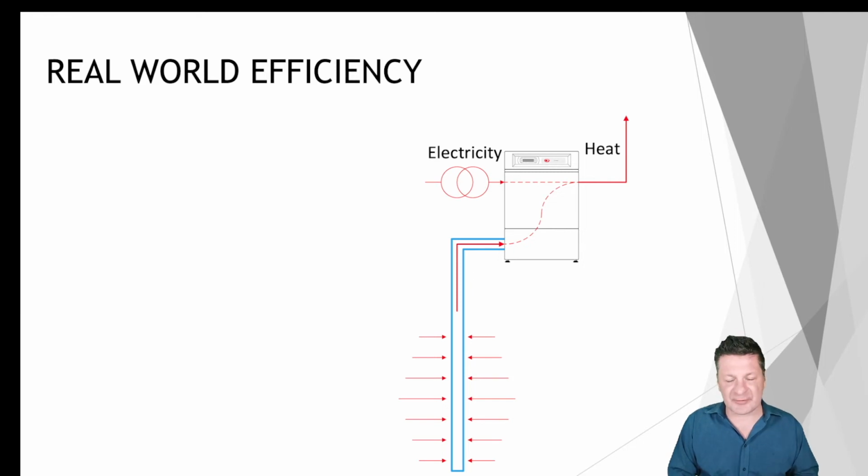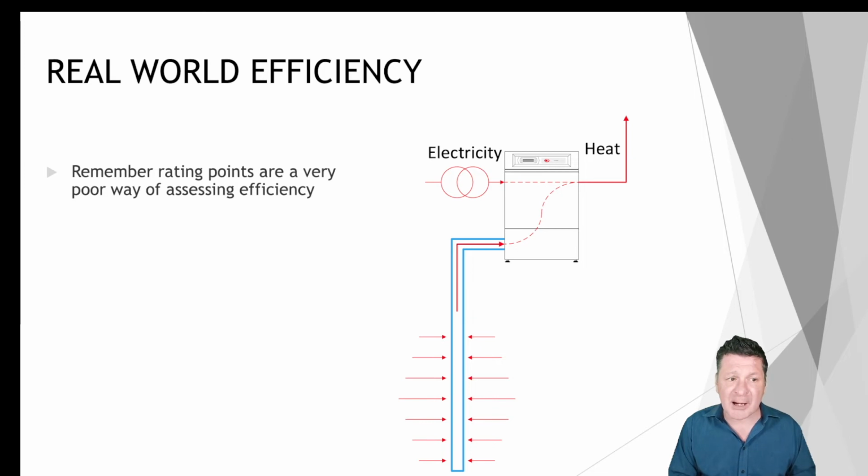So what about real world efficiency then? What numbers can we anticipate to see? Remember that rating points, and I'm emphasising this, rating points are a very poor way of assessing efficiency.